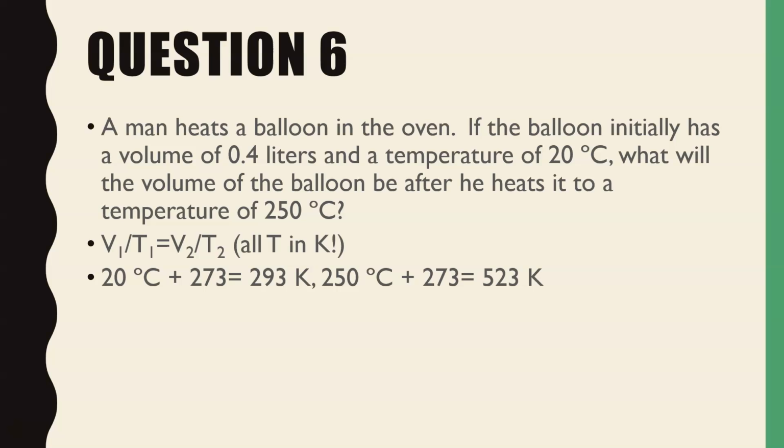Then I'm just going to plug my numbers into my problem. So I have my V1, 0.4 liters, divided by my T1, 293 Kelvin, equals my V2, which I don't know, I'm solving for it, divided by my T2, which is 523 Kelvin. Once I get V2 on a side by itself, it is 0.7 liters.